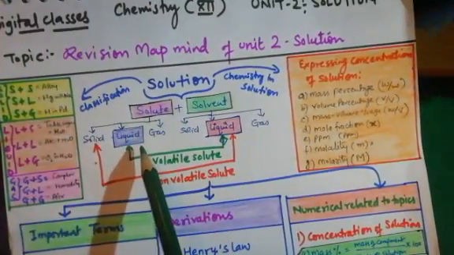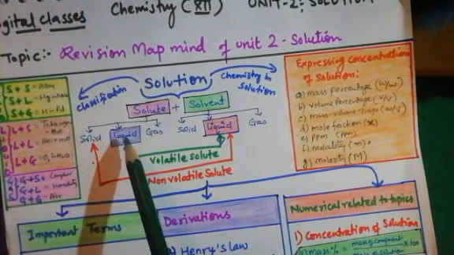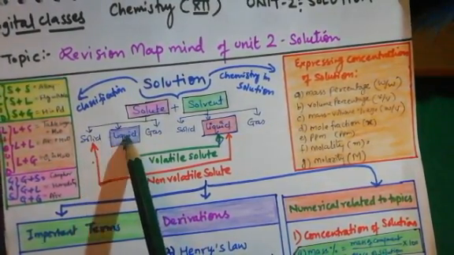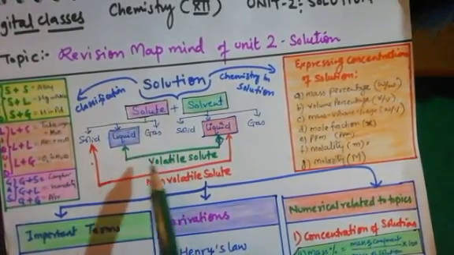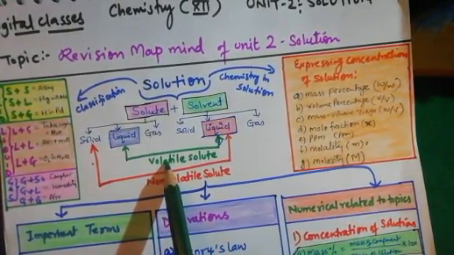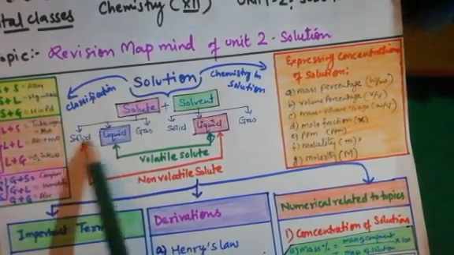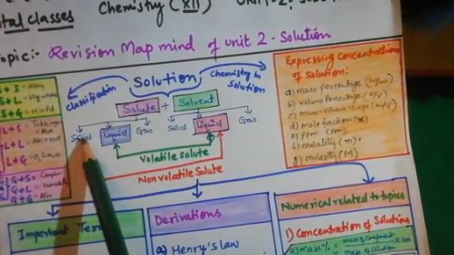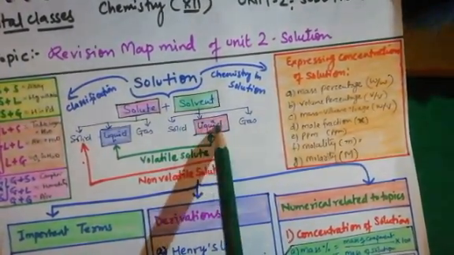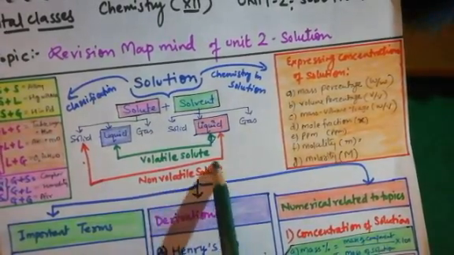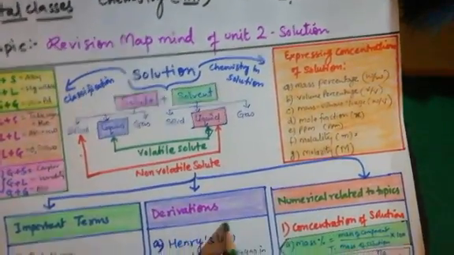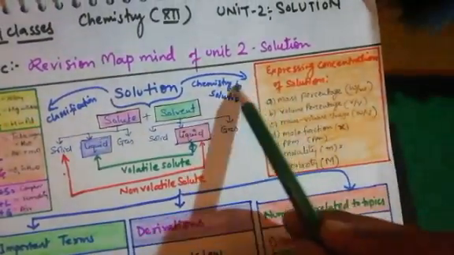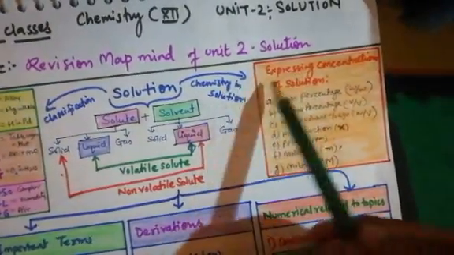So basically what I want to tell you: the solution which is made up of liquid solute and liquid solvent is known as volatile solute, as you have heard this term many times in this chapter. Second, solid in liquid, which means the solute is solid and the solvent is liquid, is known as non-volatile solute.